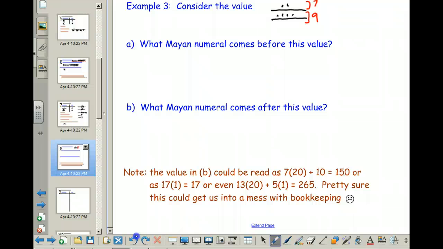Good idea. So what numeral comes before this? We do need to remove one dot, and we'll remove it from the nine, because that nine is in the ones place, just like our nine is on the right-hand side of our number. So we're going to do two dots, a line, and then three dots and a line. That would be the number before this. What Mayan numeral will come after this?